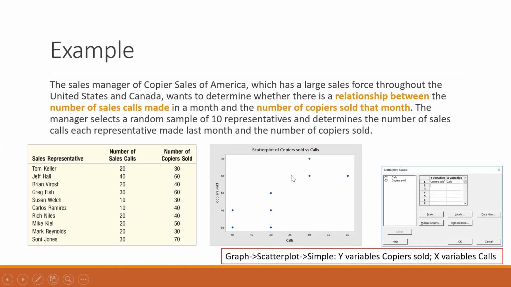In the middle, you will see what we call a scatter plot produced by Minitab. It shows us graphically the relationship between these two variables, and we do expect them to be positively related because the more calls you make, presumably the more copiers you should sell, right? And if you look at the dots in the scatter plot, they do kind of follow an uptrend pattern. And then I'll show you in a minute how to get the scatter plot.